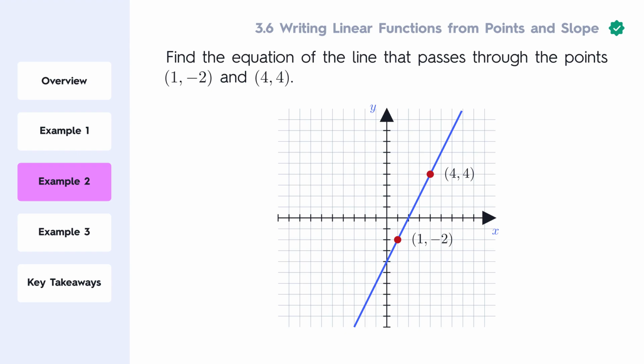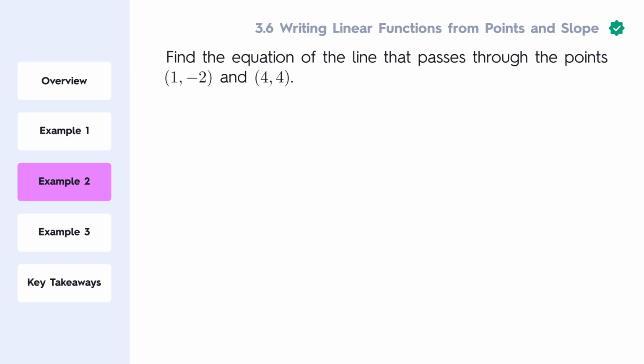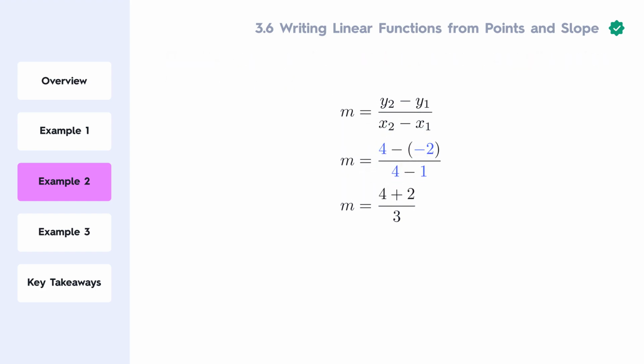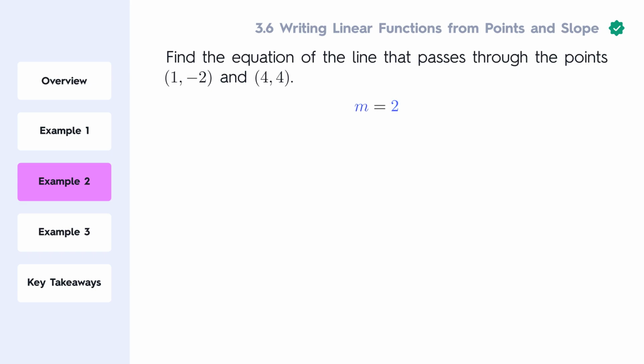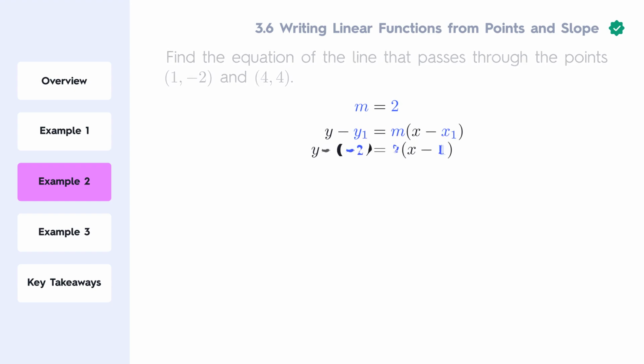This time, we're not directly given the slope, so we'll need to find it using the two points provided. To find the slope, we'll use the slope formula. Now, we'll substitute the coordinates of the two points, (1, -2) and (4, 4), into the formula. Now that we know the slope, we'll use the point-slope form to write the equation. Let's choose one of the points, say (1, -2), and use the slope m equals 2 to substitute into the point-slope formula. Let's substitute m equals 2, x1 equals 1, and y1 equals -2 into the formula.